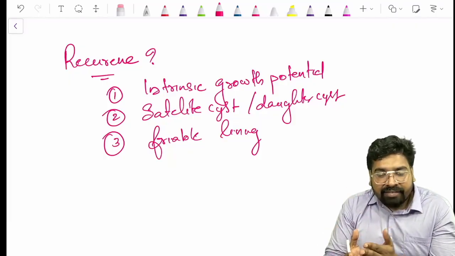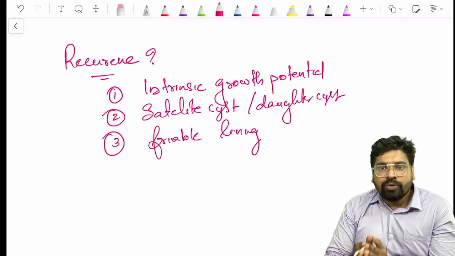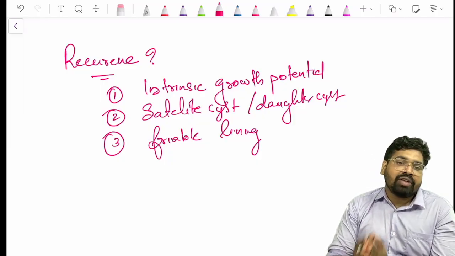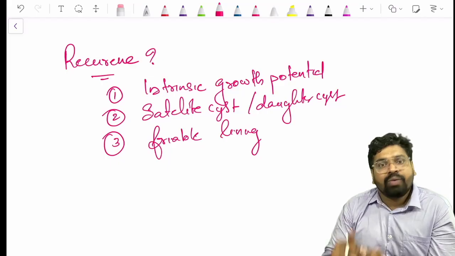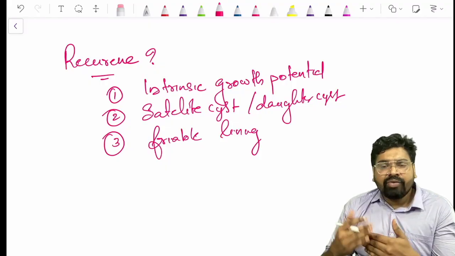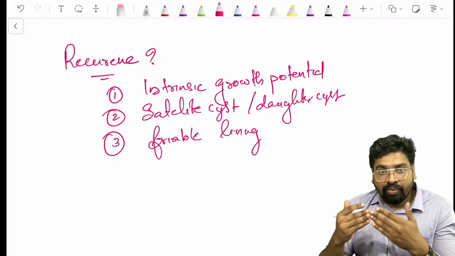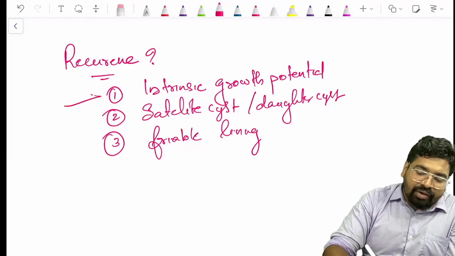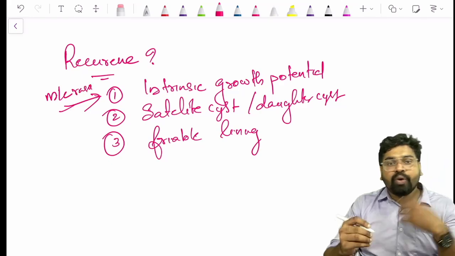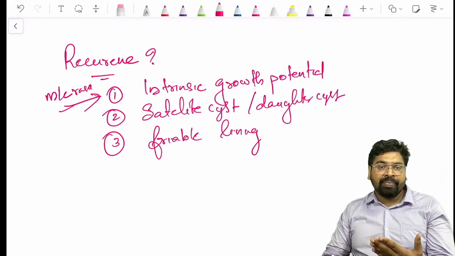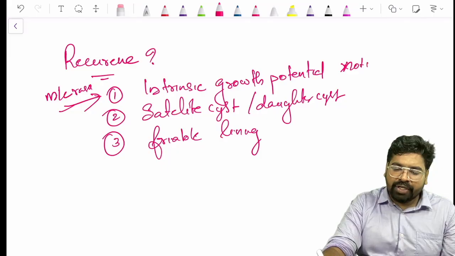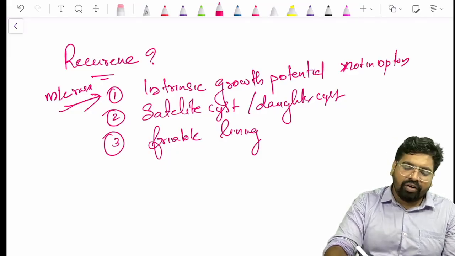Now, in the entrance exam, they ask you which is the most significant or most important reason for recurrence, and you will have all three in the options: intrinsic growth potential, satellite cyst, friable lining. Which among these is the most common or most evident reason? That is intrinsic growth potential. That is the most important reason for the recurrence of OKC. If this is not in the options, then we go for satellite cyst.